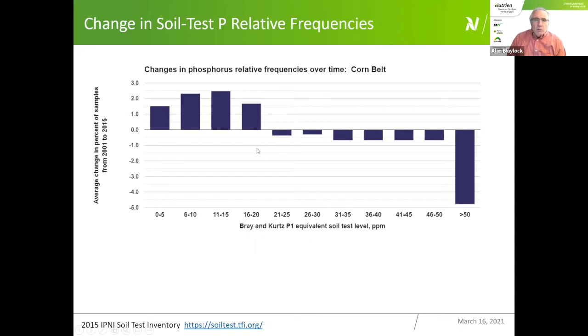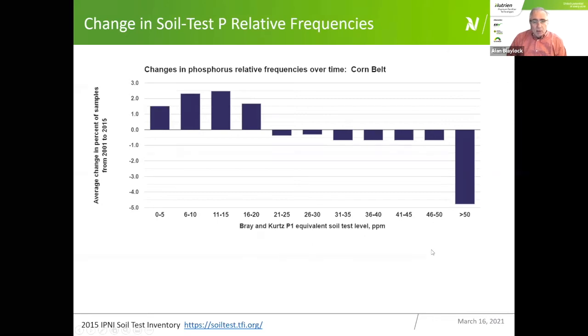And we can see some changes here that could be noted as concerns. So now on the high end, a decrease in these very high samples, that's probably a good thing, because these really high soil test levels are where we start to get P runoff, soluble P, in some cases even some leaching. So we want to avoid these excessive levels.